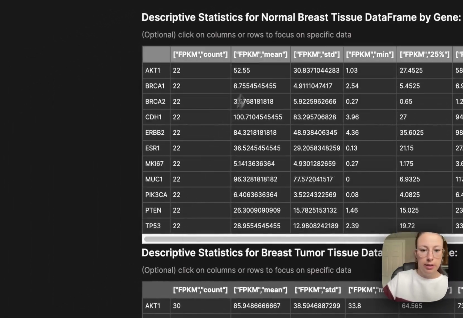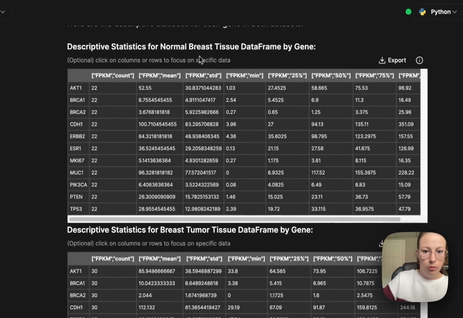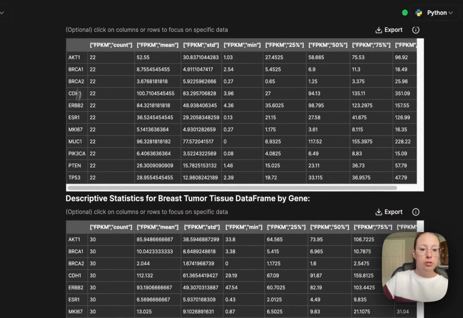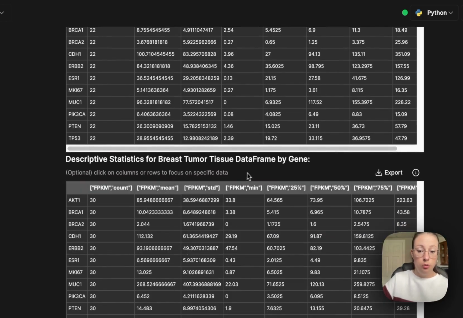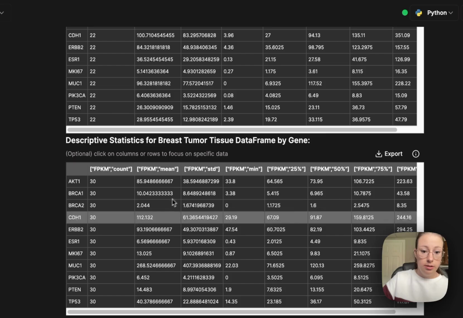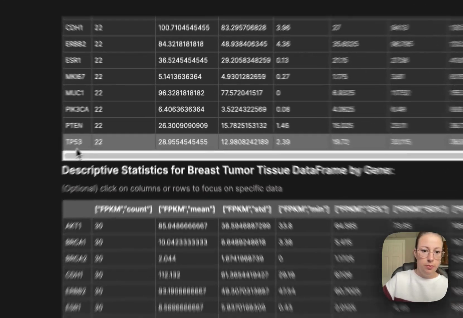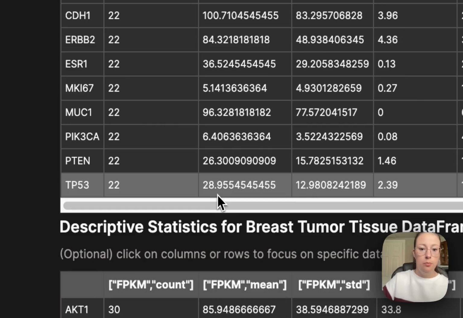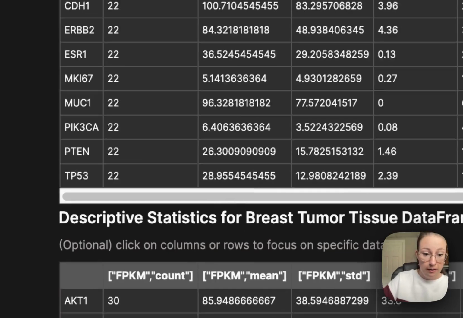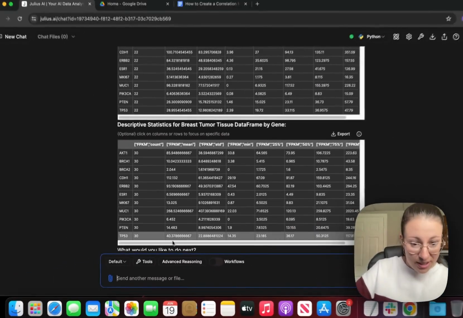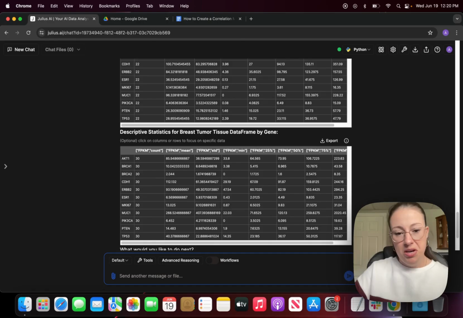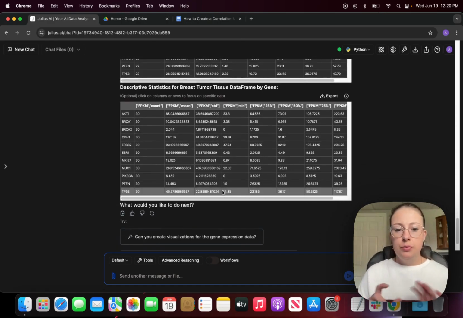And we can also look at any of the other max and min values, as well as the interquartile ranges. What I like to look at is the mean for each of these genes in the normal breast tissue, and then look at the mean from the breast tumor tissue data. So we can already see that there are some differences. For example, TP53 has a mean of 28.955 in normal tissue, whereas in the breast tumor tissue it is 40.3786, repeating.